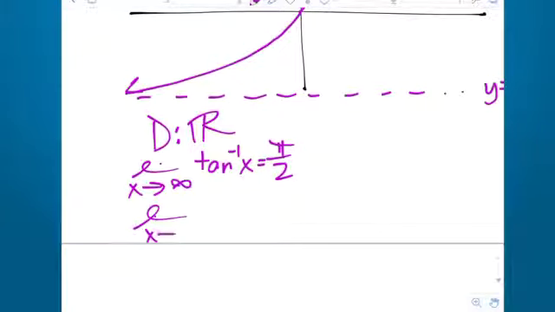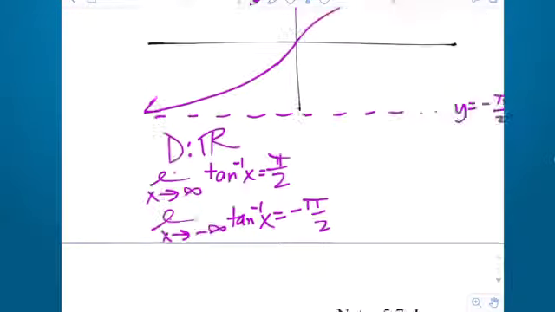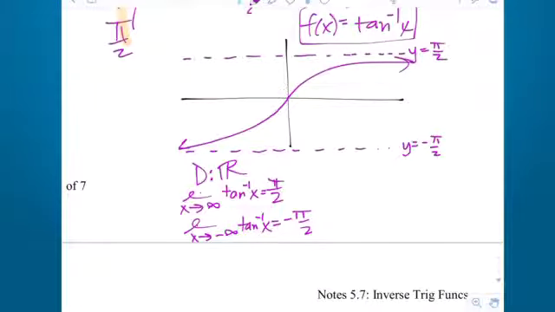What would be the limit as x goes to negative infinity? It approaches negative pi halves. So this is the only inverse trig function that you're responsible for that has a domain of all real numbers and that has end behavior. Those two limits right there are very, very important if you go on to take calculus. Okay? They show up a lot when we work with improper integrals and when we evaluate limits in evaluating those improper integrals. Very important. Okay?